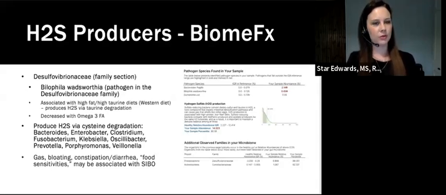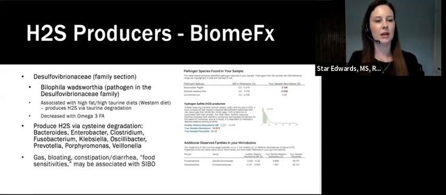A lot of times when they do a BiomeFx and their hydrogen sulfide is through the roof, then we figure out it's not necessarily a food sensitivity, it's that they're feeding these hydrogen sulfide producers. So if we reduce the foods that tend to be a little bit higher in cysteine and protein that feed these hydrogen sulfide producers and decrease the amount of fat or help with fat digestion, then it decreases their symptoms. It can also be associated with SIBO.